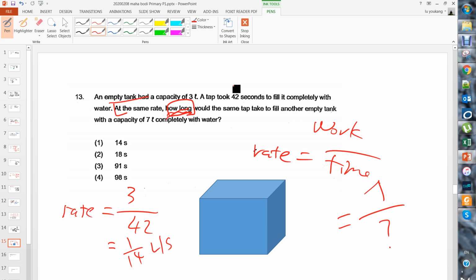Look, rate is equal to, read it loud and clear. 3/42. Did I write 3/42? When I ask you for rate, you give me the final answer, you give me what? Speak. 1/14. So you give me this or you give me this? 1/14. So what's the rate now? 1/14. So where is the rate now?